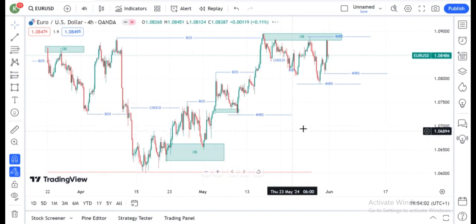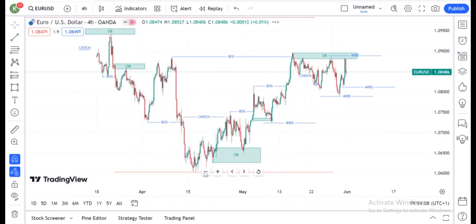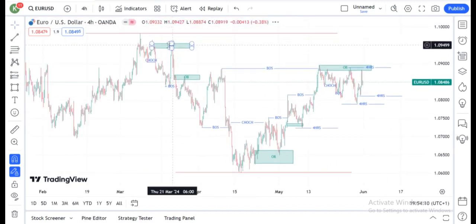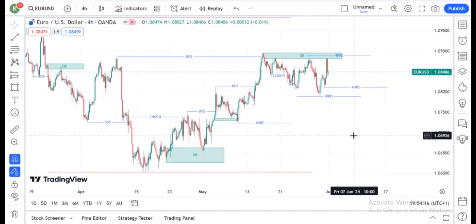But just take note that we're going to be looking out for strong liquidity sides. I'm very much interested in this liquidity side. If price takes out this one, I'm very much interested in this. So those strong liquidity sides are places we need to pay close attention to.